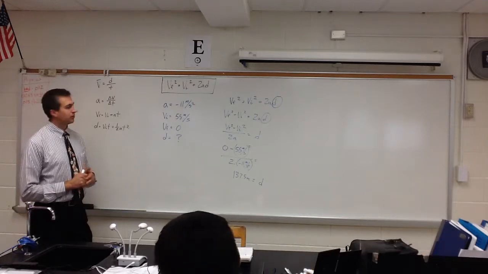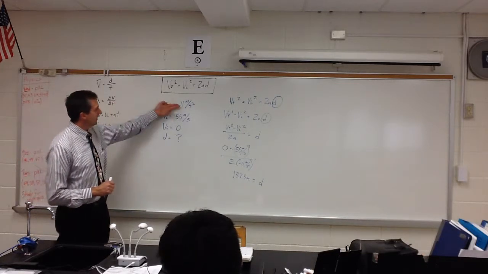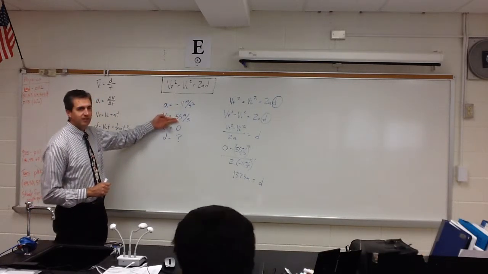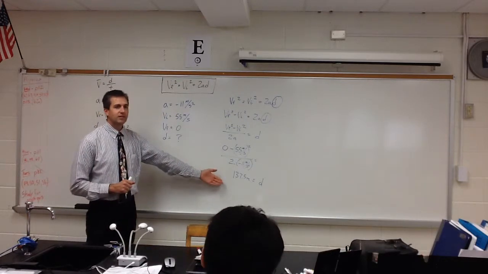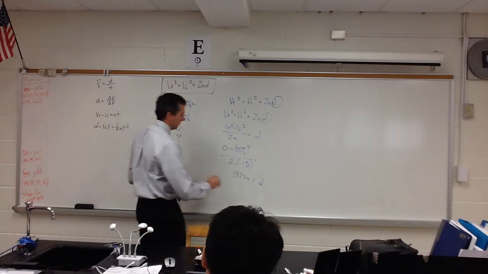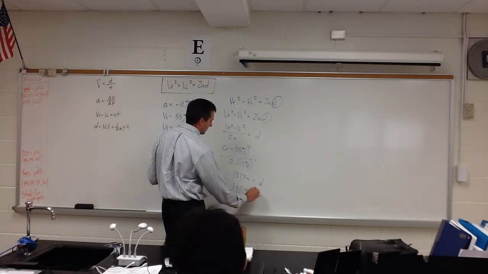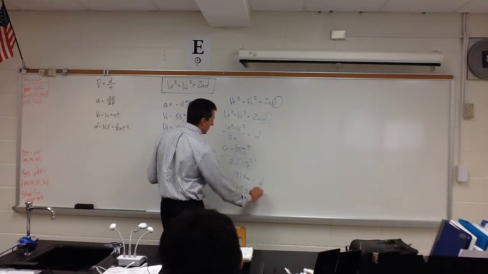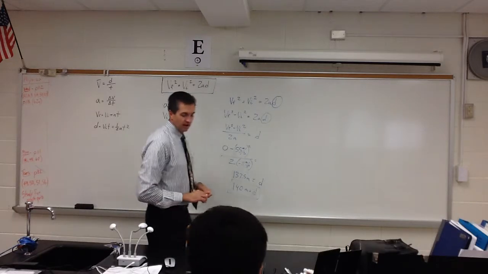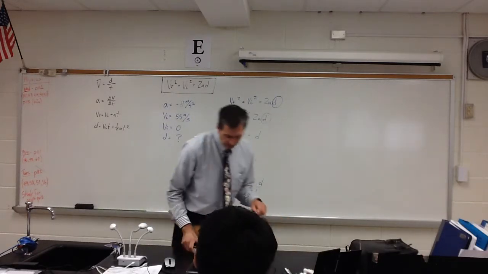A lot of no's from the room. So how many sigs do these have? So you're going to want to have 2, so that's going to make it like a 140 with no decimal point. And there's your answer. There's one example of using this equation. Let's do one more example.